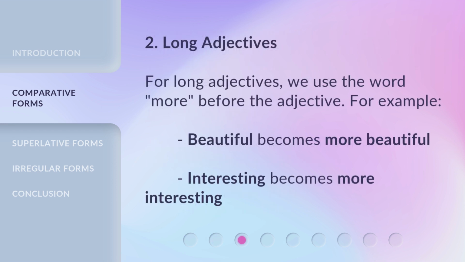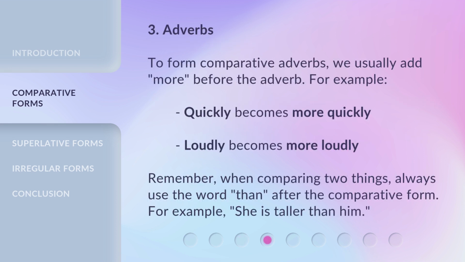2. Long adjectives. For long adjectives, we use the word "more" before the adjective. For example, beautiful becomes more beautiful, interesting becomes more interesting. 3. Adverbs. To form comparative adverbs, we usually add "more" before the adverb. For example, quickly becomes more quickly, loudly becomes more loudly.